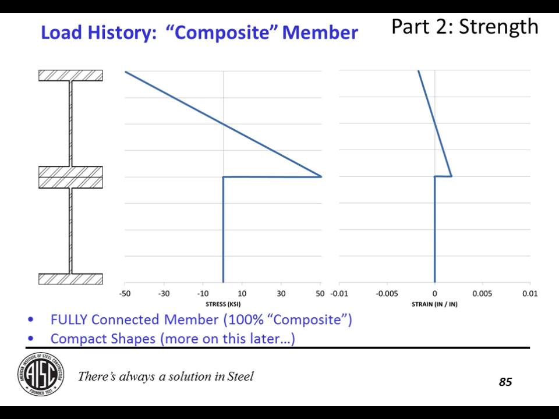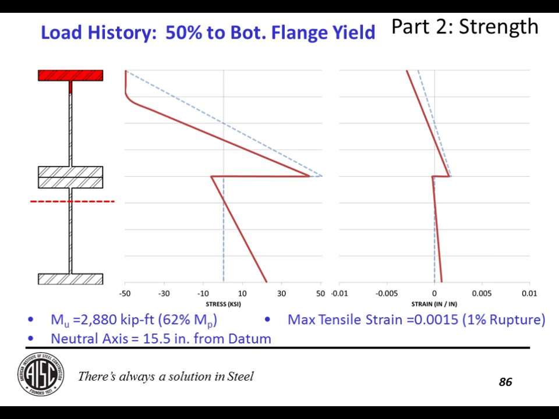So we add this second member. We say that it's fully connected, 100% composite. And I start loading. And the first thing that happens is you start to plastify, shown by this red zone, the top of the initial member. And again, you start getting stress and strain down at the bottom of your new member. So let's keep loading.